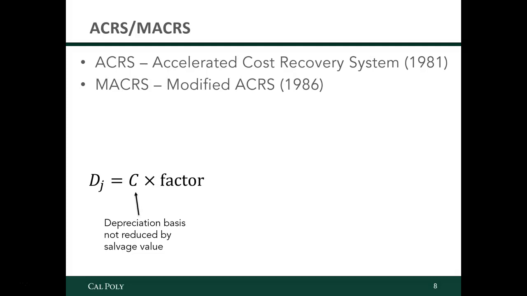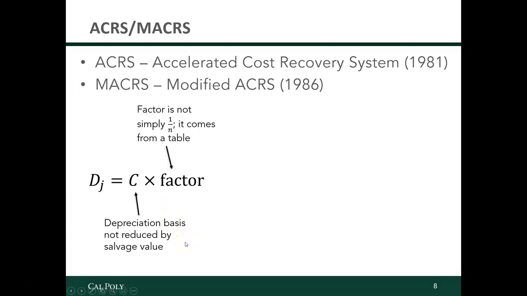We're going to take the purchase price of the item and multiply it by a factor. You can think, for the straight line method, it was kind of like this factor was 1 over n, and instead of C, it was C minus the salvage value times 1 over n, or dividing by n. But in this MACRS system or ACRS system, you don't modify it with the salvage value. It doesn't take that into account. The depreciation basis is the purchase price of the item, and you multiply by a factor.